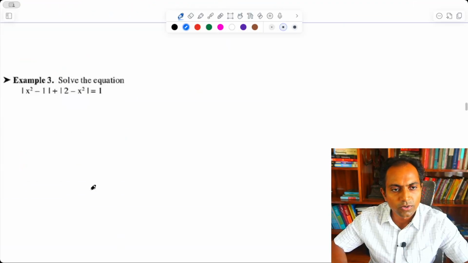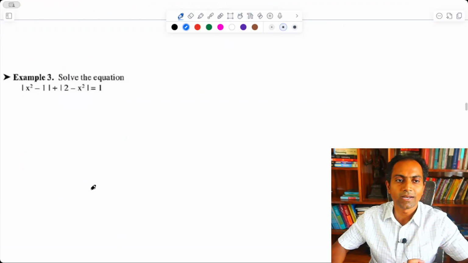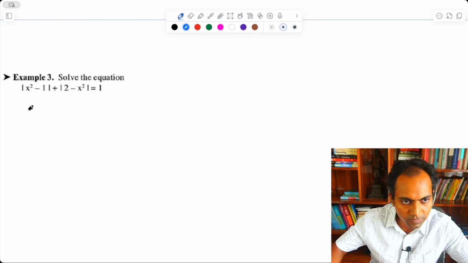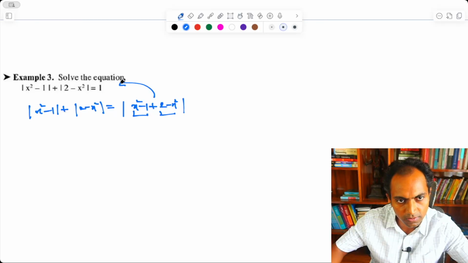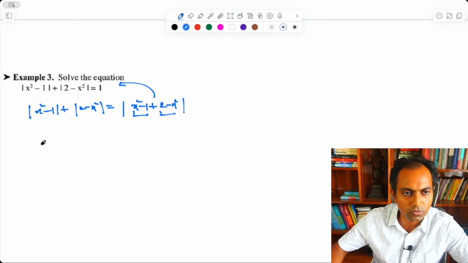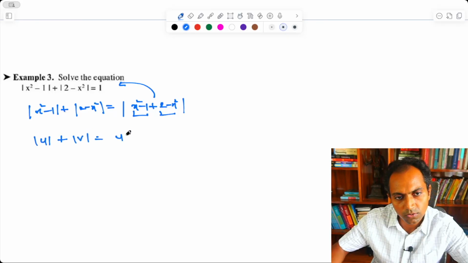Okay. So, now let us look into this question. What you have to do is correctly identify u and v. So, what is happening here? This is my u, so this becomes |x minus 1|. This is my v, |2 minus x square|. And what is happening here? The 1 is written, but actually it is x square minus 1 and 2 minus x square, so you can see that if you add these two, ultimately you will get 1. This is an important thing to notice. So, |u| + |v| is equal to |u + v|. This happens only when u into v is greater than or equal to 0.